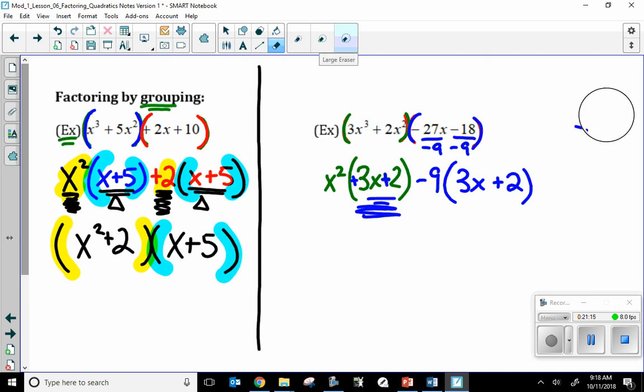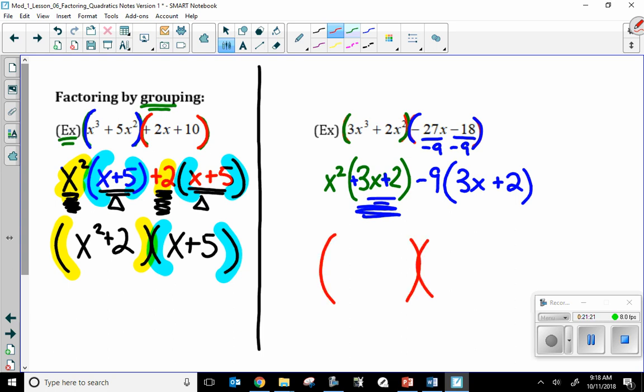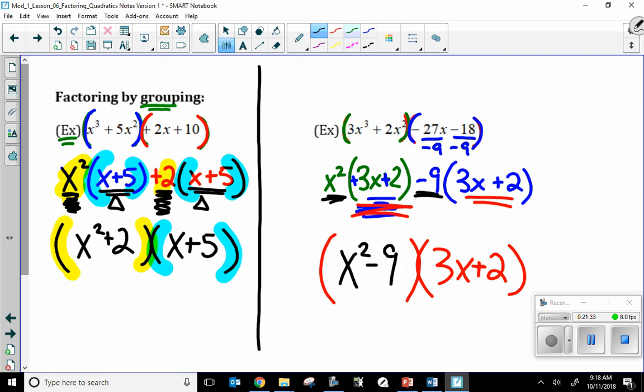So, I've done everything I wanted to do. Let's write our two parentheses. And look, these match. That's the whole point. Okay, I'm going to put 3x plus 2 in here. And I'm going to put x squared minus 9 right here.